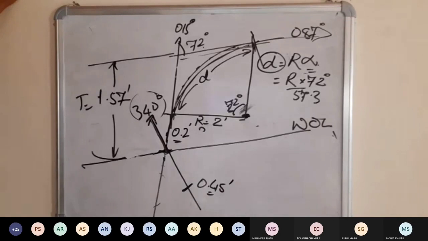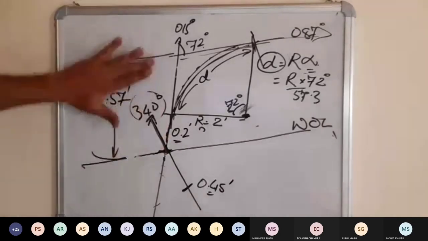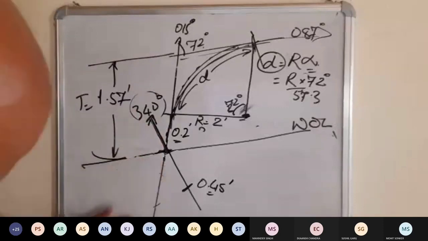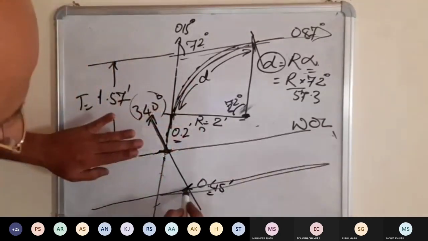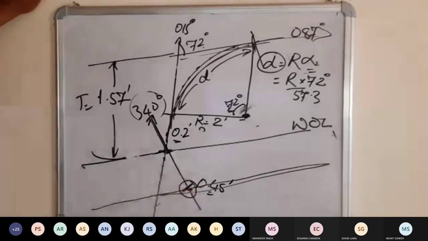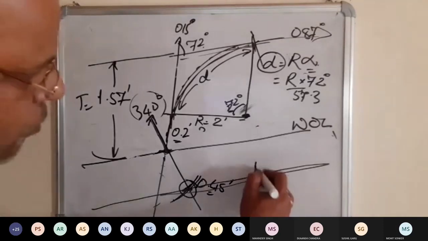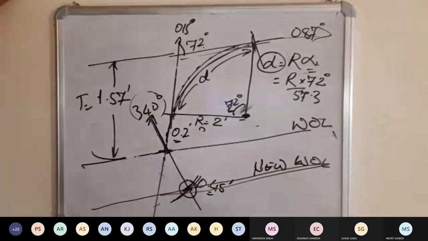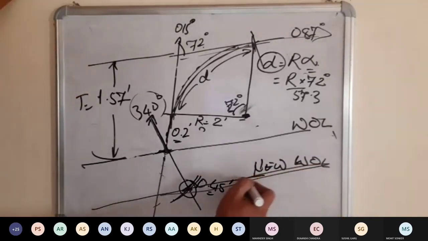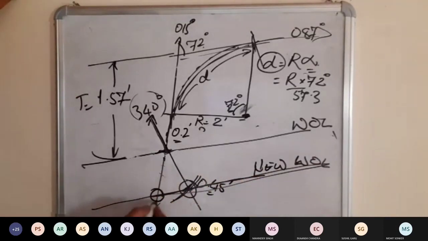Now we are drawing another parallel line to this. These two are parallel, so we will draw one more parallel line to it, like this, passing through this point, the point from where we cut the distance. This is the new wheel over line. And the new wheel over line, wherever it is intersecting, is the new wheel over point.